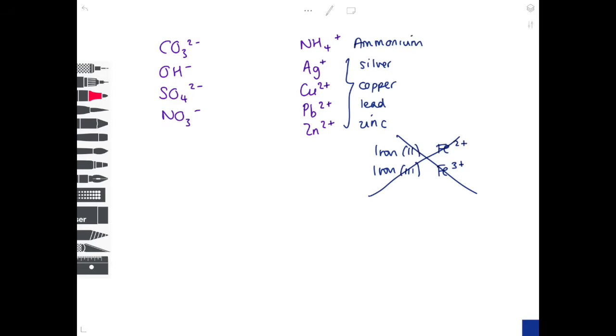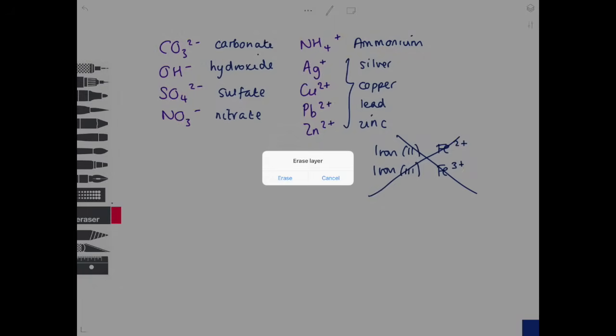And now looking at the negative ions, if it's combined with oxygen it tends to have -ate in its name. So this is carbonate, sulfate and nitrate. And that final ion is hydroxide. So now we can get started on some examples.